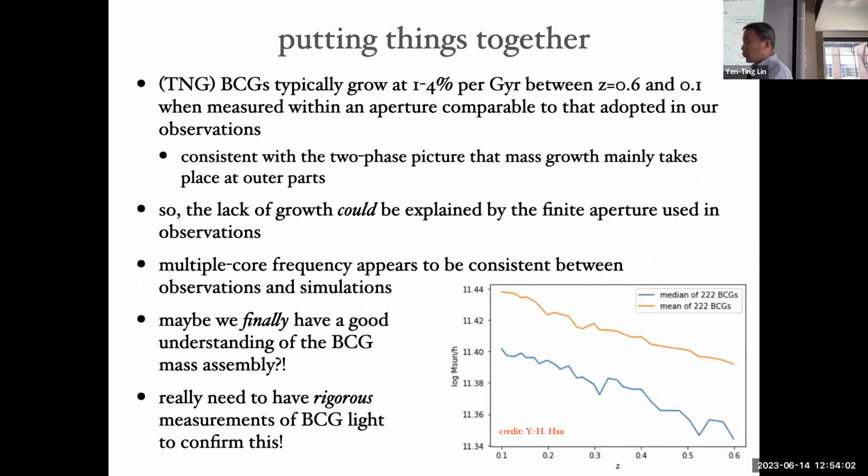So given the reasonably good agreement in the BCG multiple core frequency between TNG and MaNGA, we can use TNG BCGs to study the growth at the very inner parts. We found that the growth rate is very small, only 1 to 4% per gigayear between redshift 0.6 and 0.1. So the lack of growth could indeed be explained by the finite aperture used in observations. And so maybe finally we have a good understanding of the BCG mass assembly.